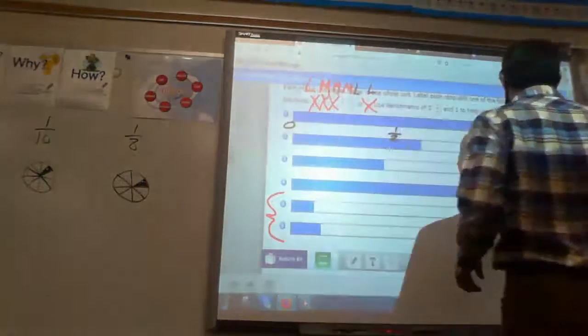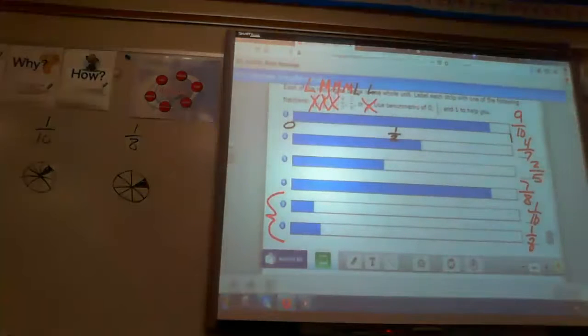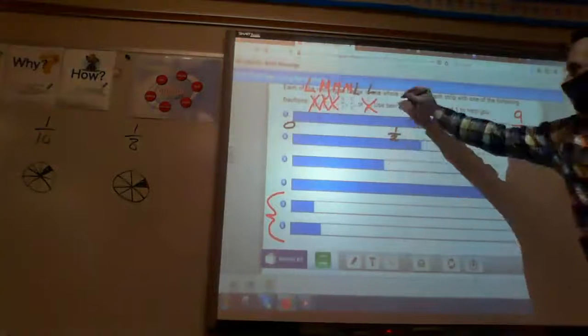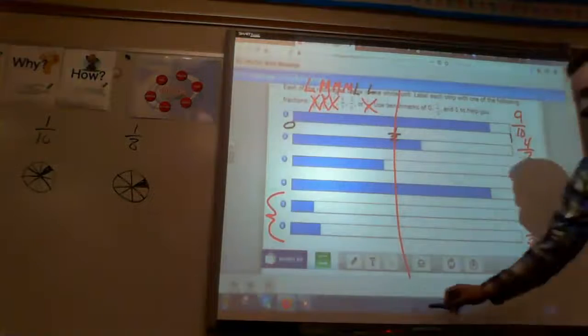Autumn, explain why this one has to be 2 5ths. We know it's 2 5ths. Explain how you know. 2 5ths is less than half. This bar is to that side of the half, so it's less than half. All right. I think we did a good job.